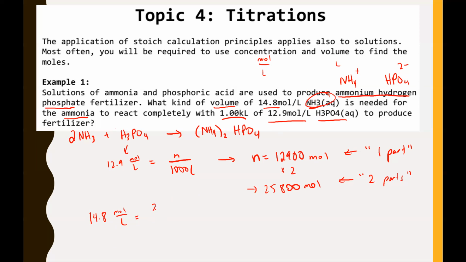Set that equal to some number of moles. We have 25,800 moles, because remember that is 2 parts. There's a 2 here, so there's 2 parts of ammonia. And divide that by your unknown amount of liters, which we're just going to say is X. To solve for X, we just need to multiply it by X and then divide by 14.8 on both sides. And then just watch your sig digs.